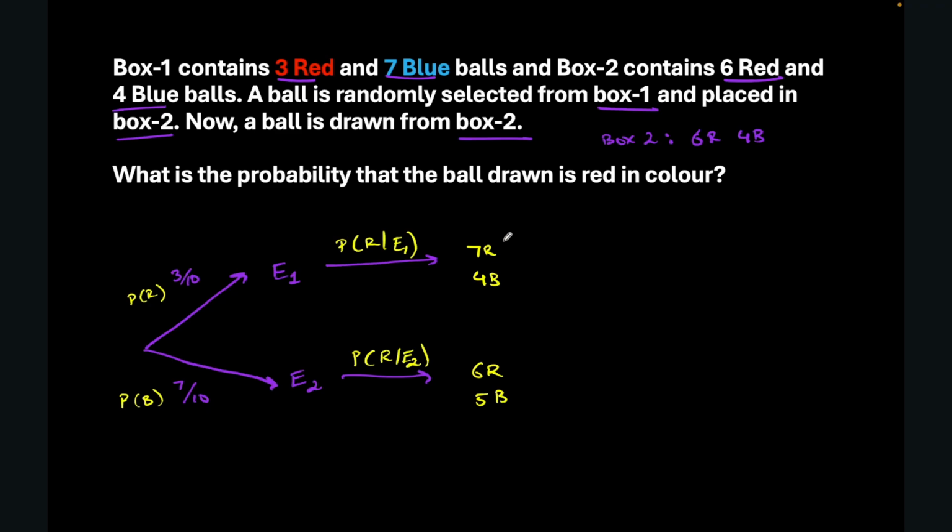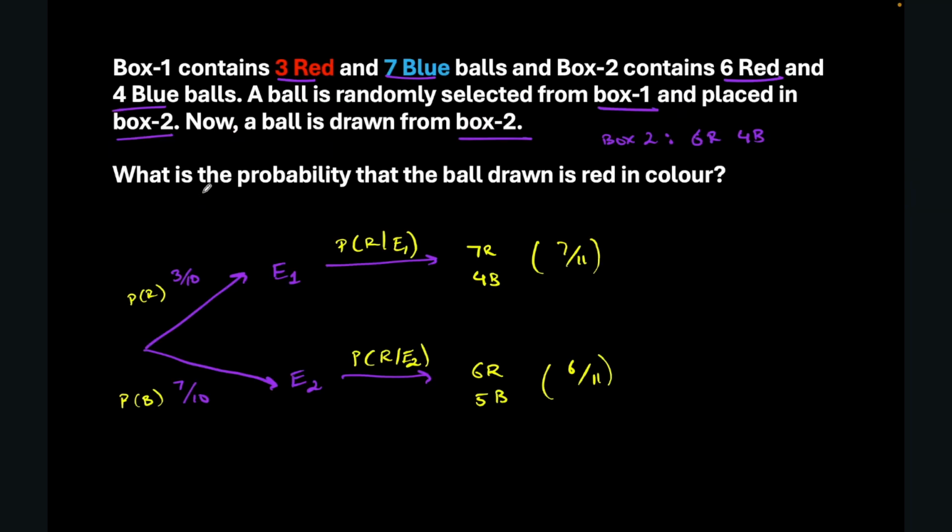And now, what's the probability of selecting red? Well, that's going to be 7 out of 11, and this is going to be 6 out of 11, right? That's what it's going to be. So let's take it to the next page. Again, it's going to be the same idea. I'm going to have the probability of red given E1 times the probability of E1, plus the probability of red given E2, which is selecting blue from the first box, times the probability of event 2.